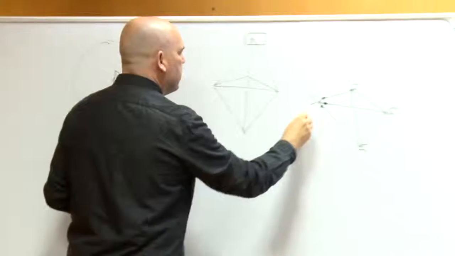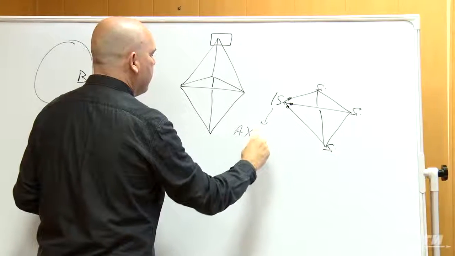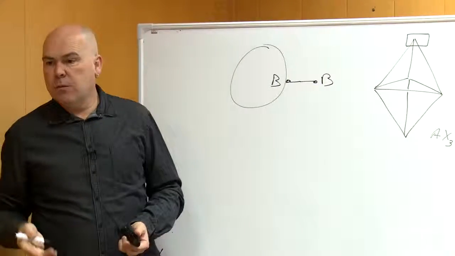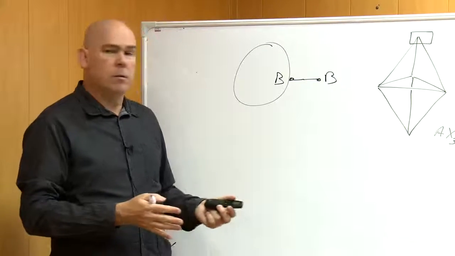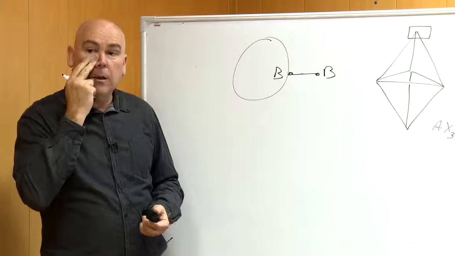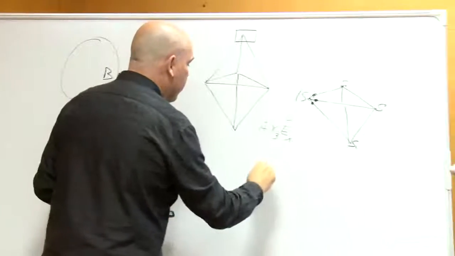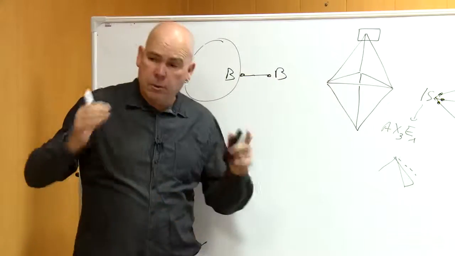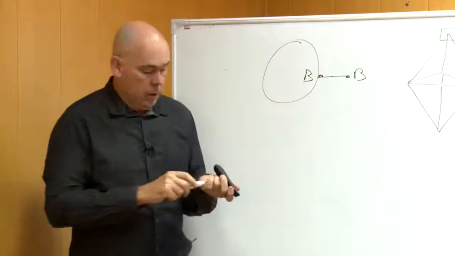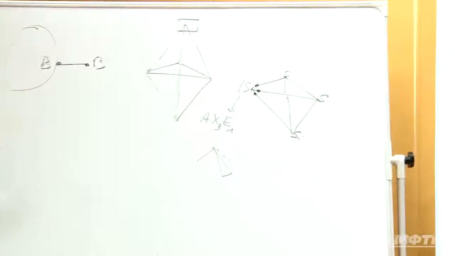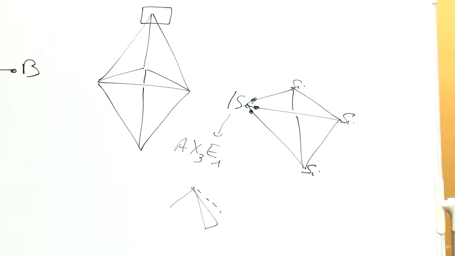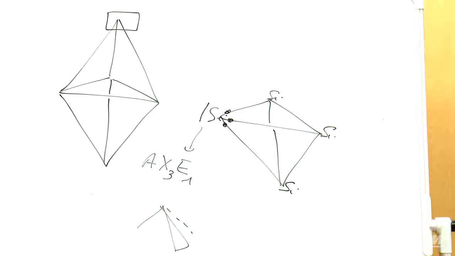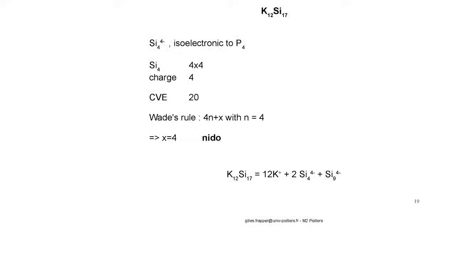So each silicon is AX3E1 type using VSEPR. So the steric number is 4. So coming from a tetrahedron, but without 1 side. So you should get something like this, as in NH3 is what we have here. And this is what we have in P4, actually. Elemental phosphorus, one phase contains only P4 units, P4 tetrahedral units. You may check that. Okay, so I rationalized this cluster.